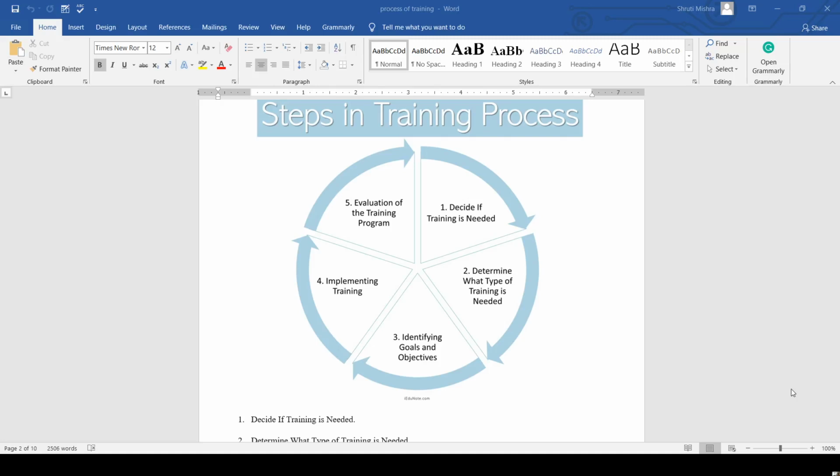Today we are going to discuss the process of training, and exactly what steps are involved in it. As you can see, this is the cycle. Number one starts with deciding if the training is needed. The second one is to determine what type of training is needed. Third is to identify the goals and the objectives. Fourth is implementing the training program, and the fifth one is evaluating the training program. Now let's begin with the first one, deciding if the training is needed or not.